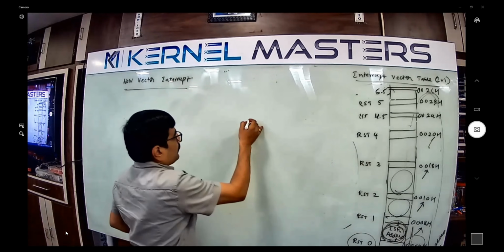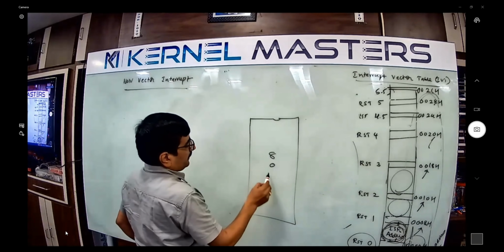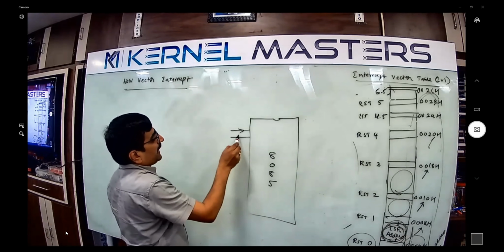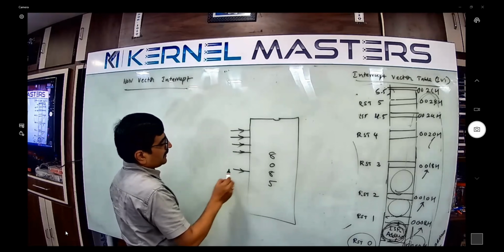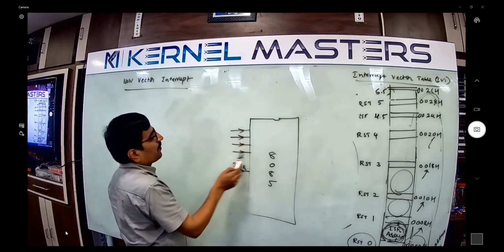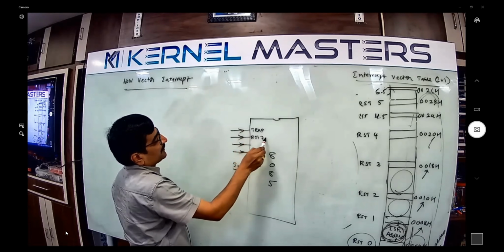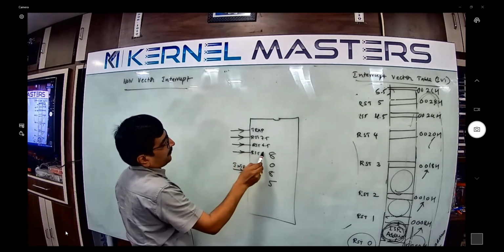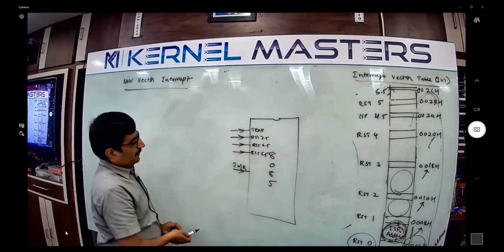See, the microprocessor 8085. The vectored interrupts are TRAP, RST 7.5, RST 6.5, RST 5.5, and the only non-vectored one is INTR. Okay, all four we know. What is the first one? TRAP, RST 7.5, RST 6.5, RST 5.5. So what is the difference between vector and non-vector?